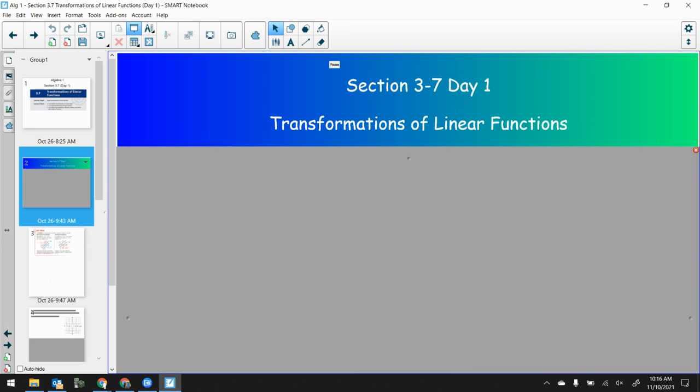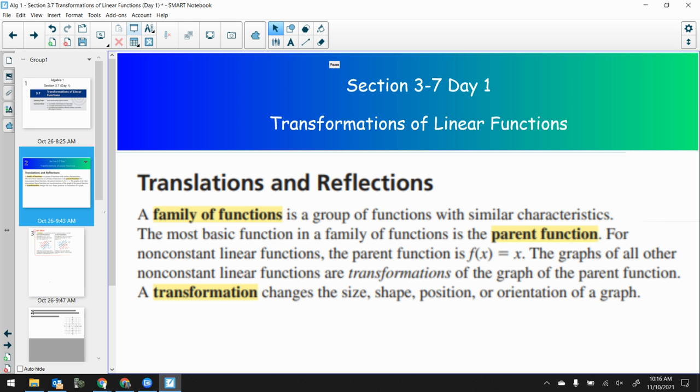This is section 3.7, day one, kind of. It's kind of like all of it. Transformation. Now, what is a transformation? What even is this thing? Well, just by going by definition, a transformation just describes a change. It just describes a change. How do you change from one thing to another? That's a transformation.